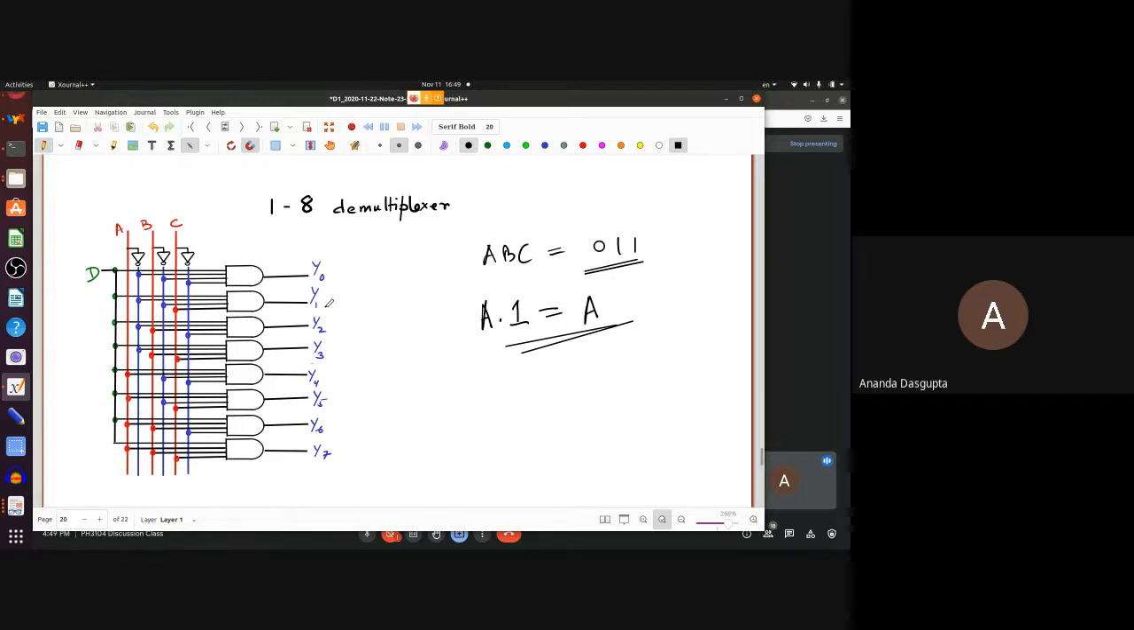You can send D to either Y0 or Y1 or Y2 or Y3, or any one of them from Y0 to Y7, just by changing the input. If the input is 000, D goes to Y0, everything else stays low. If it's 001, D goes to Y1, and so on.